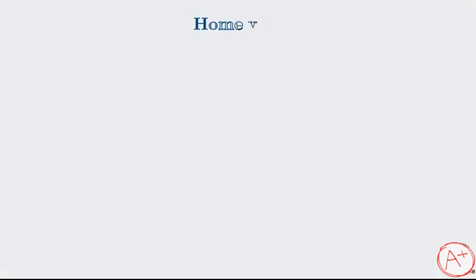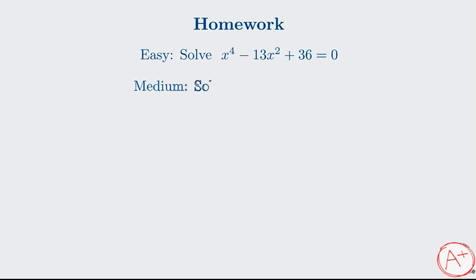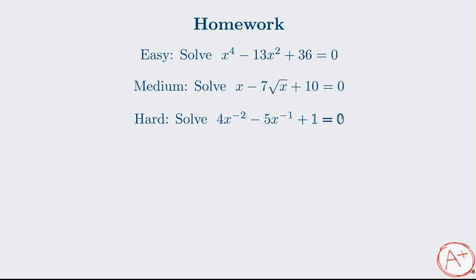It is time to test your understanding. Please pause the video and attempt these 3 questions before we go through the solutions. Easy: solve x to the power of 4 minus 13x squared plus 36 equals 0. Medium: solve x minus 7 times the square root of x plus 10 equals 0. Hard: solve 4 times x to the power of negative 2 minus 5 times x to the power of negative 1 plus 1 equals 0. Take your time with the substitution and be careful with the negative powers in the hard question. Pause the video now.